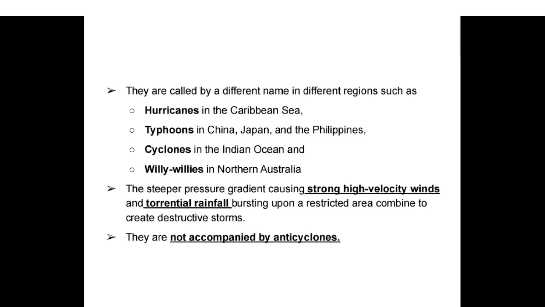They are called by different names in different regions, such as hurricanes in the Caribbean Sea, typhoons in China, Japan, and Philippines, cyclones in the Indian Ocean, and willy-willies in northern Australia. The deeper pressure gradient causing strong high velocity winds and torrential rainfall bursting upon a restricted area combine to create destructive storms. They are not accompanied by anticyclones.